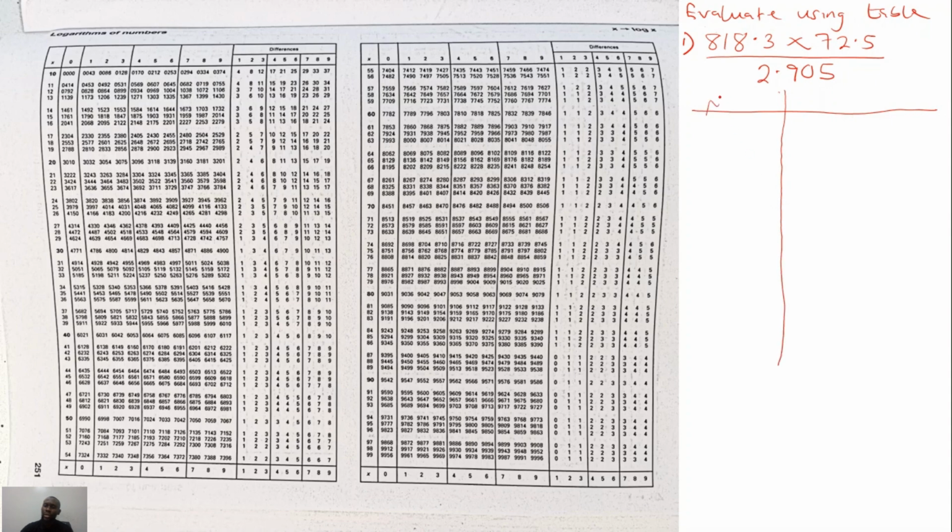And this side will be the number, and this one will be the logarithm operations. Let's start with 818.3. What is the logarithm of 818.3? Using the knowledge that we got in the previous slide, let's look at the logarithm.